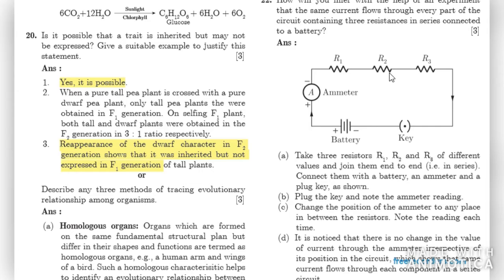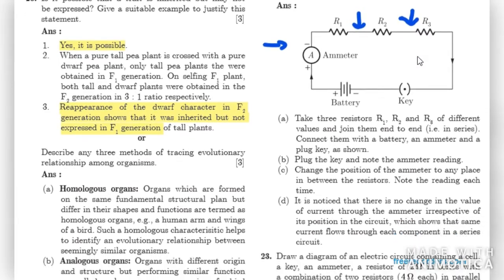Change the position of the ammeter to any place between any resistors. Like you can first keep it here and measure the current. Then you can keep this ammeter here by changing its position, to measure. Then you can keep it here to check the ammeter value, and you will find that the ammeter will show the same value throughout the connection, because the current cannot be affected in a series circuit.